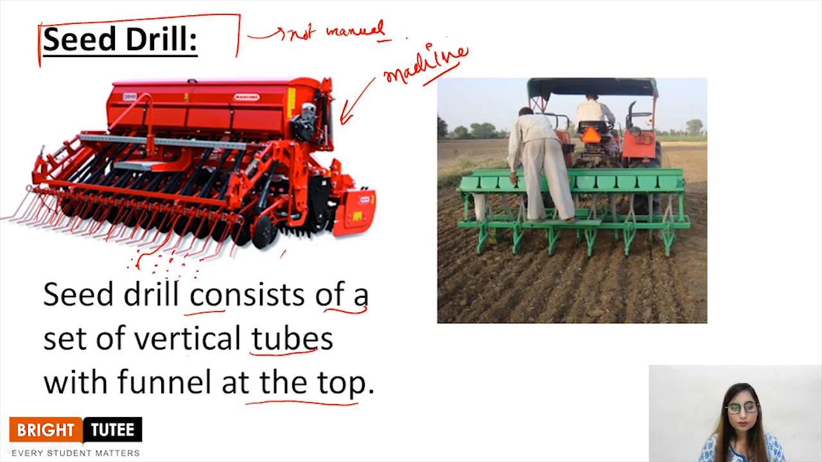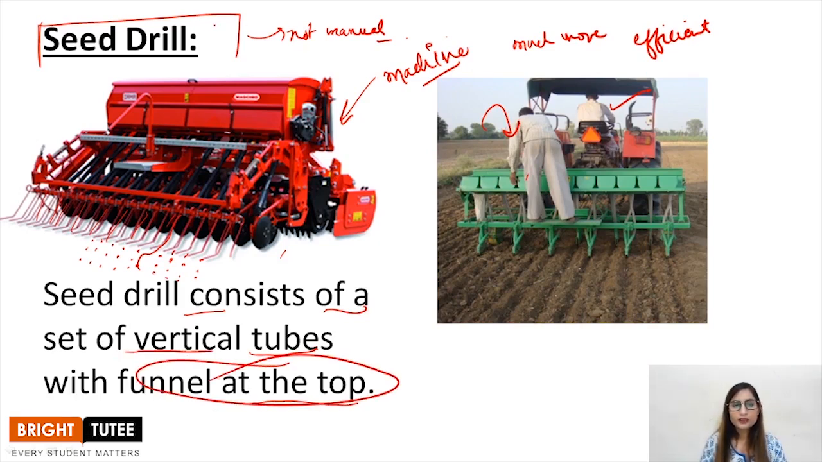As I am trying to draw, you can understand that these tubes have holes and from these holes seeds come out. So this machine is much more efficient because first of all, manual labor is not required, right? You just have to drive the tractor and you have to put the seeds in the funnel that is present at the top, right? There is a funnel on the top. You can see that here is the funnel in which you put the seeds, and this funnel ultimately distributes the crops in the tubes, and these tubes then release the seeds in the soil when you plow the field.